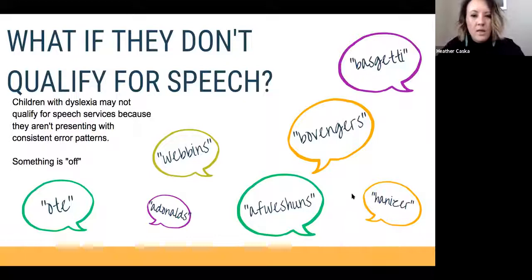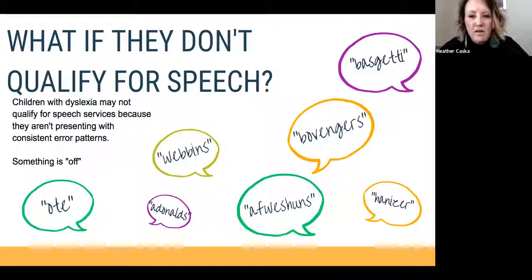But when they're really struggling with those multisyllabic words, there's something going on with that phonological processing. Something, again, is off. So for example, spaghetti is a really common one that you hear. They really struggle with that. They mix up sounds, transpose sounds within words. These are some other examples from my students, and even my own son has a hard time with some of these words. We probably hear this one a lot too: hanizer for hand sanitizer. Hanizer is how one of my students produces sanitizer.